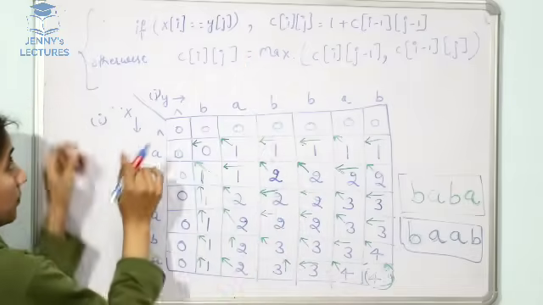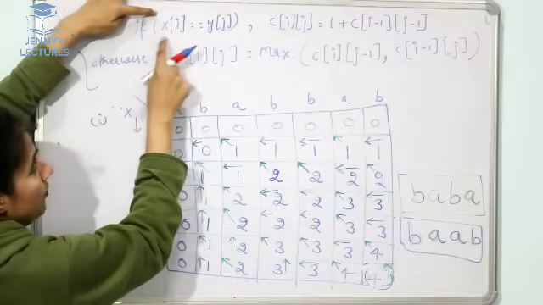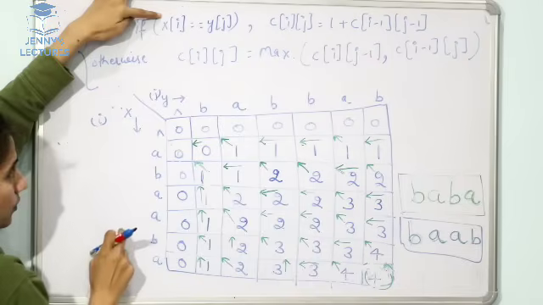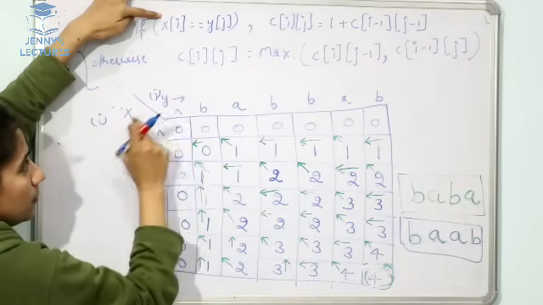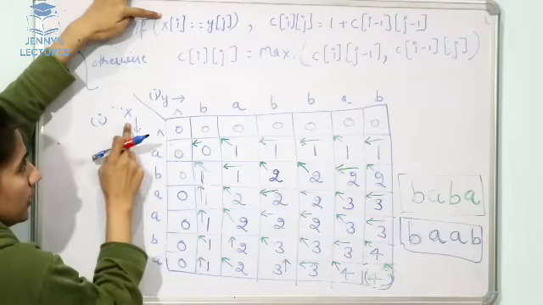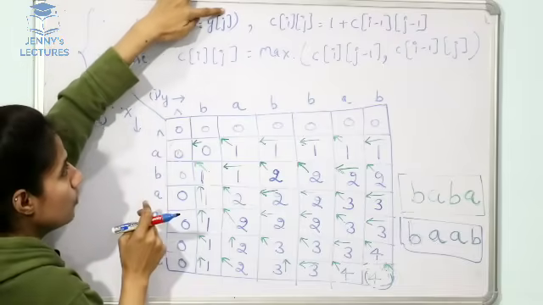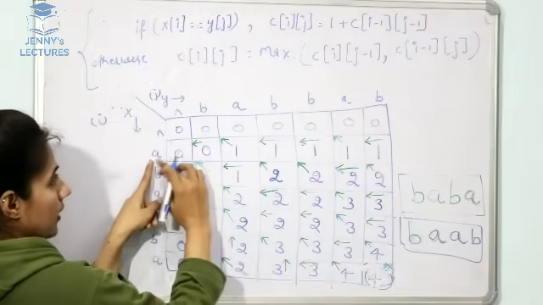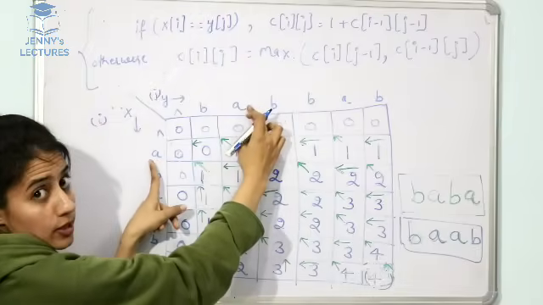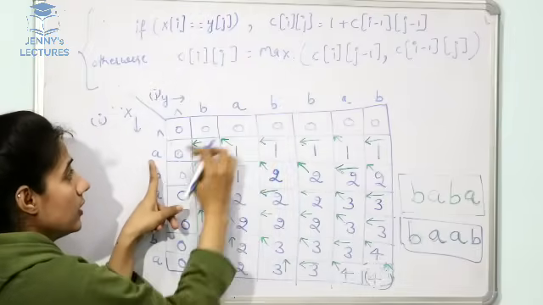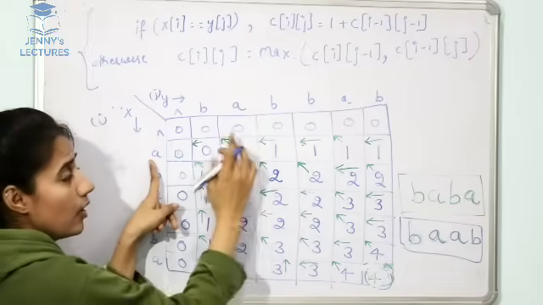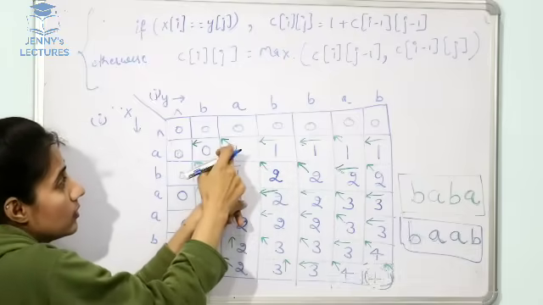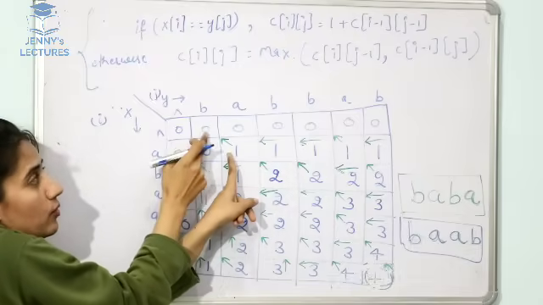Okay, see here what is there? If x of i is equal to y of j, here on this side we have i, and on this side we have j, variables x and y. If x of i and y of j are both the same, let us take this example, A and A, both are same, then in case both characters are the same, what have we done? 1 plus this value, the diagonally upward value.